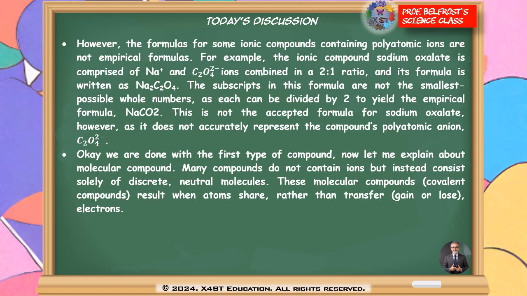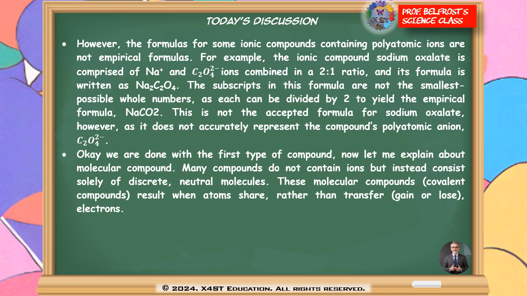For example, the ionic compound sodium oxalate is comprised of Na+ and C2O4 2- ions combined in a 2:1 ratio, and its formula is written as Na2C2O4. The subscripts in this formula are not the smallest possible whole numbers, as each can be divided by 2 to yield the empirical formula NaCO2. But this is not the exact formula for sodium oxalate, as it does not accurately represent the compound's polyatomic anion, C2O4 2-. Okay, we are done with the first type of compound.